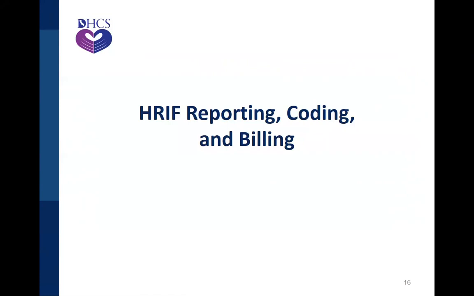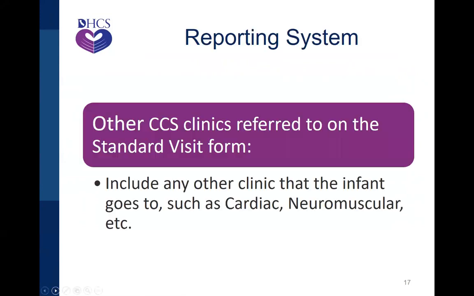This pertains to HRIF reporting, coding, and billing. There was a question regarding what we really put in "other CCS clinics" in the standard visit form. We are asking this question just to see whether the patient is going to other clinics. Other clinics just pertains to other special care centers that the baby goes to, for example, cardiac, neuromuscular, hem-onc, all the other clinics that the baby requires services from.